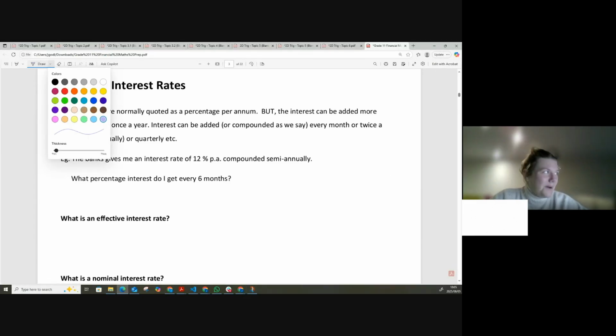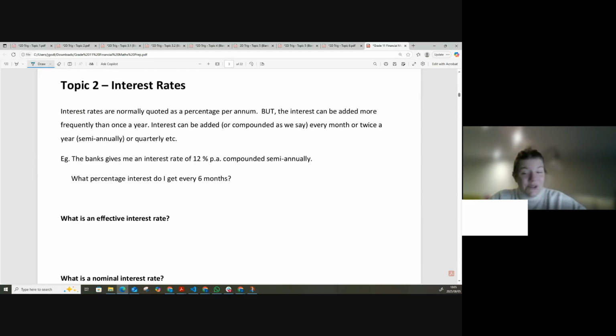Okay, next part we have to start dealing with is our different types of interest rates. So the last questions, I was nice. Your interest was only happening annually, but now in grade 11, remember I said that it can change. So that's what we're going to talk about. Interest rates are generally quoted as a per annum. So that means that they are giving it to us as a per year amount. So they'll say 10% per year or per annum.